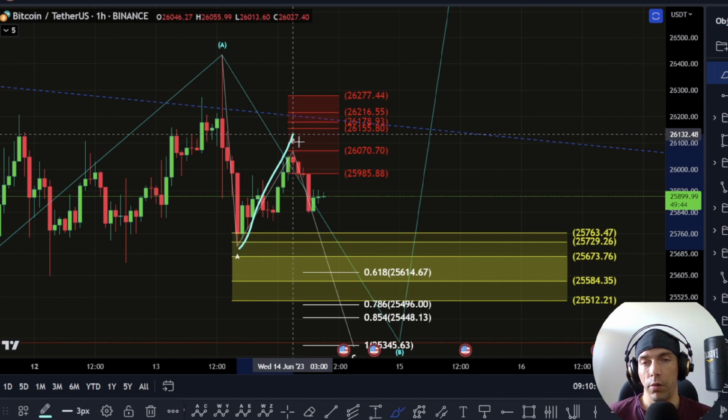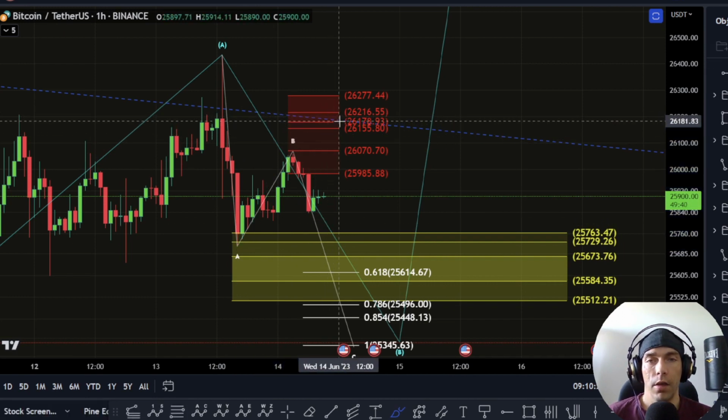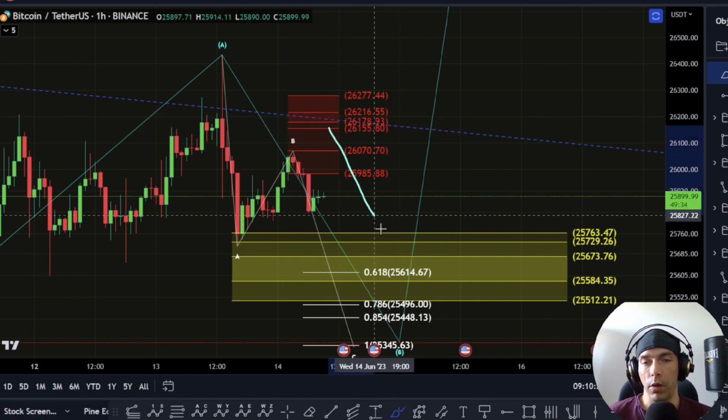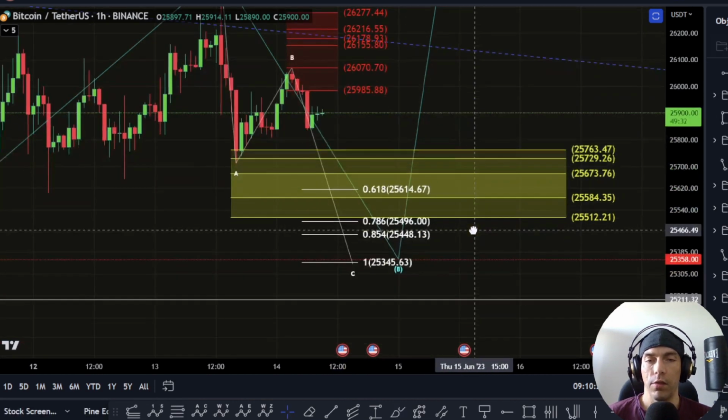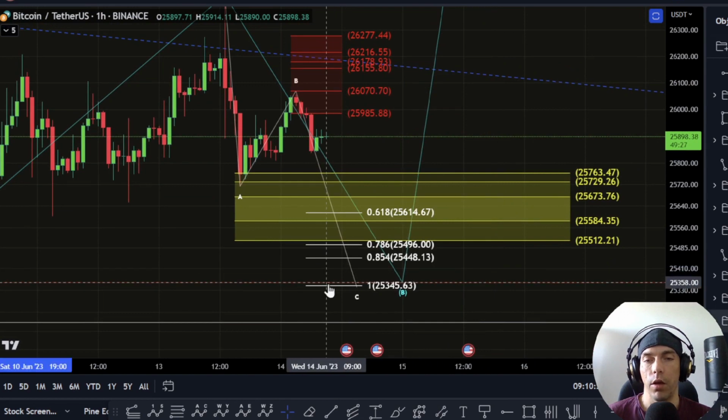So if we see price do this A, B, C, we could actually look to come back into this trend line here and actually look to move back into the golden pocket of this 26,178 area before looking for this C wave to the downside. Now that C wave could look to take us down towards this 25,345, like I said, off our current location.